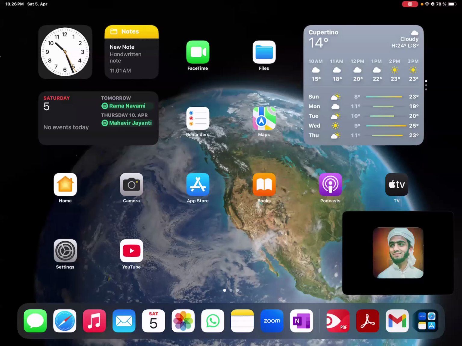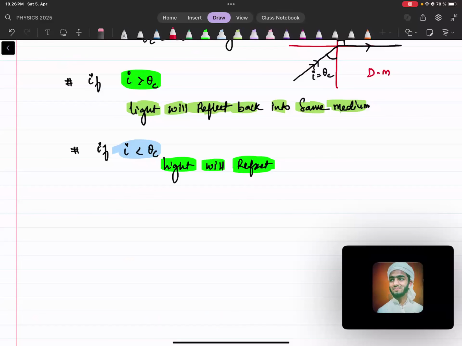Sure. Take one example, beta. Say for example, this is your medium, this is your normal. A ray of light is incident on this one. This is your angle of incidence. This angle is nothing but your critical angle theta c. And you know that it is getting refracted. So here it is getting refracted, so the angle of refraction is equal to 90 degrees.